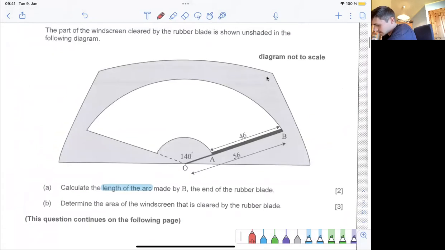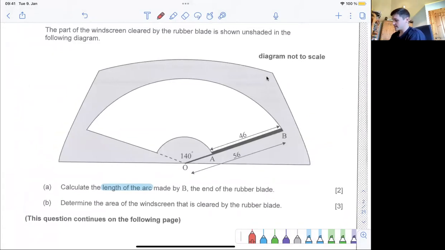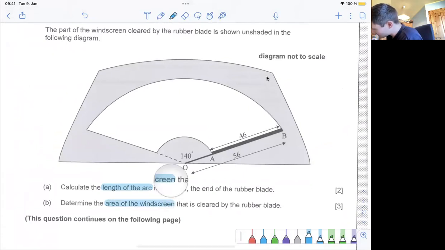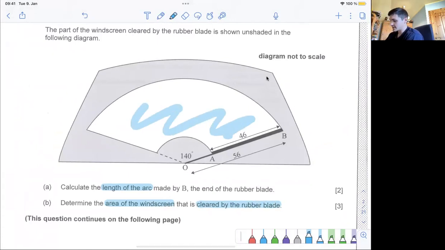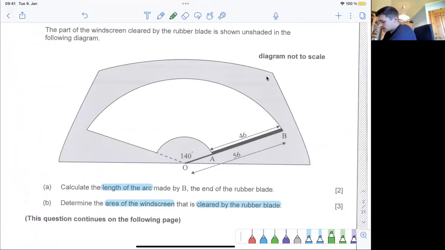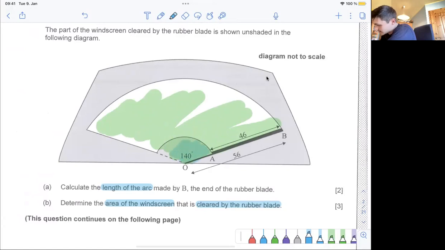So let's charge on to part B. We've got to determine the area of the windscreen that is cleared by the rubber blade. So we're going to do a bit of thinking here. We want to find this area here. The way we're going to do that is to calculate this total area here, all of this, and then subtract this little area in here.